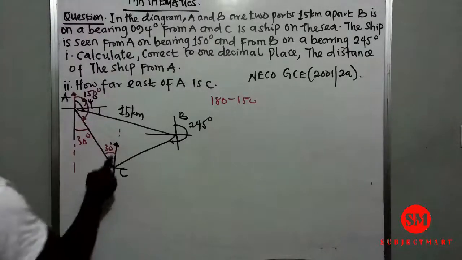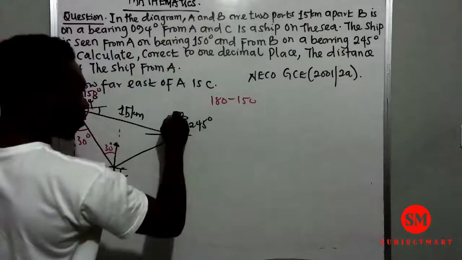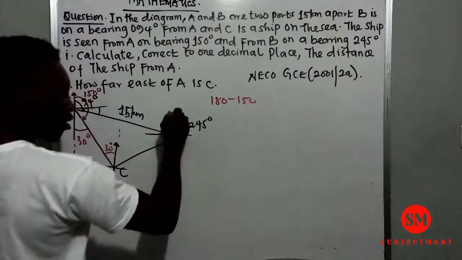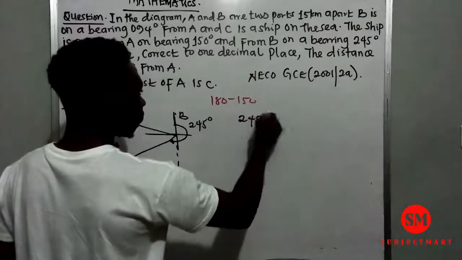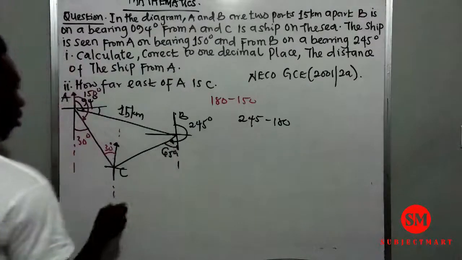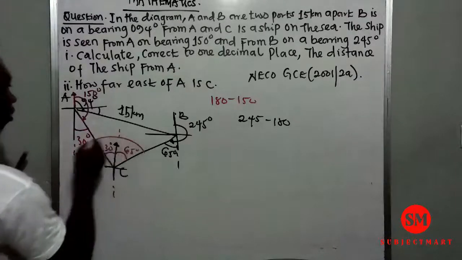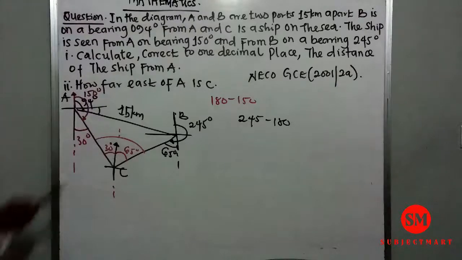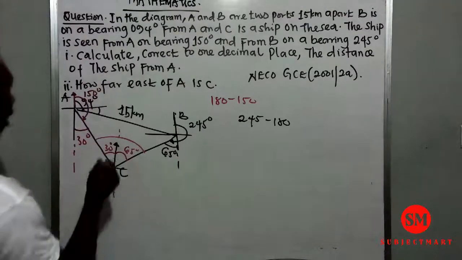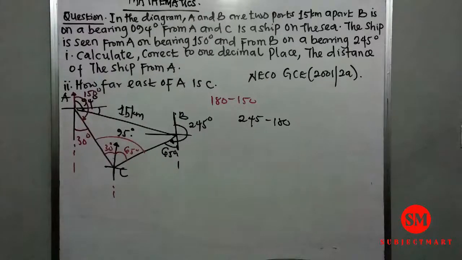Now, going further, we have to find the internal value of this particular place. From this position to this place is 245. So since here is 180, this becomes 245 minus 180, and that will give us a value of 65. And so this place here is 65 degrees. So if here is 65, then here too is 65 degrees. Now, having 65 here, we say 65 plus 30 degrees gives us a total angle of 95 degrees here.